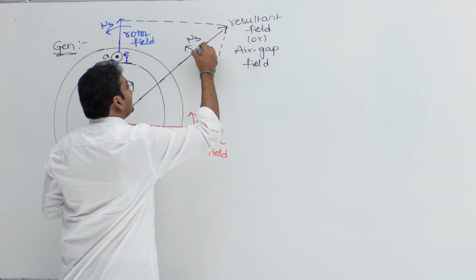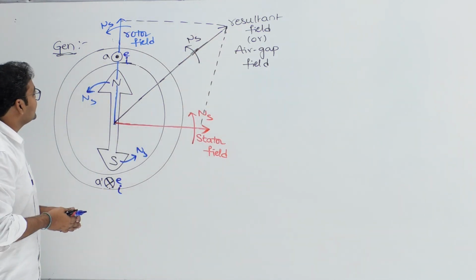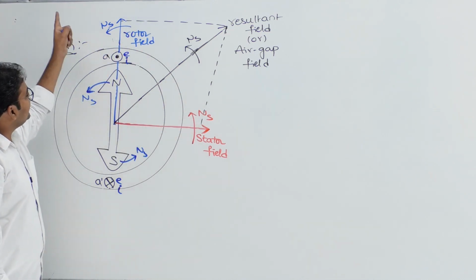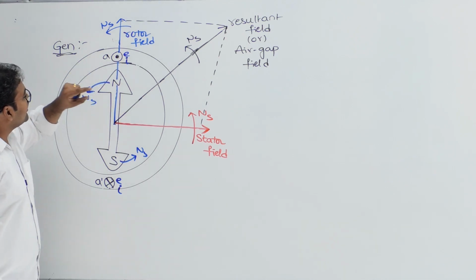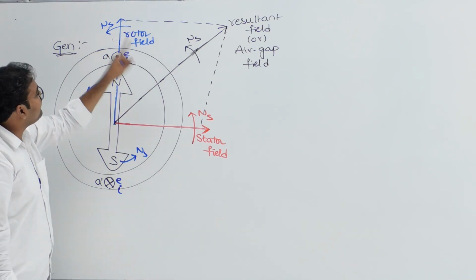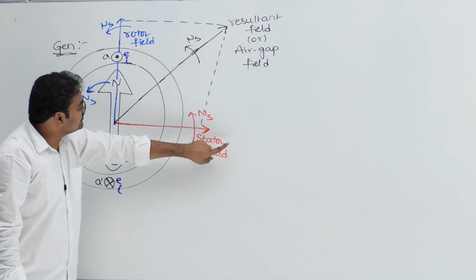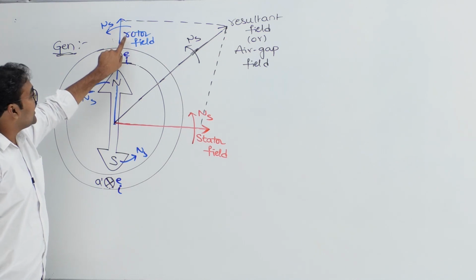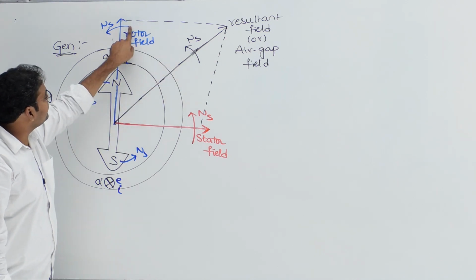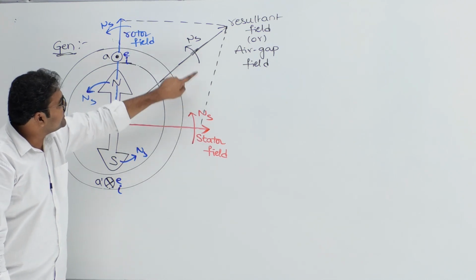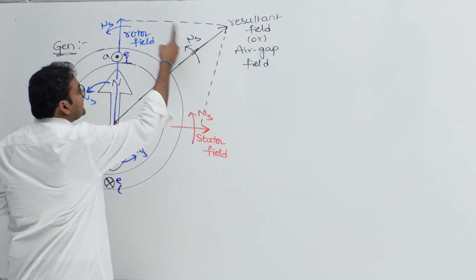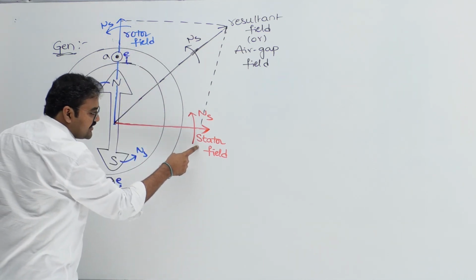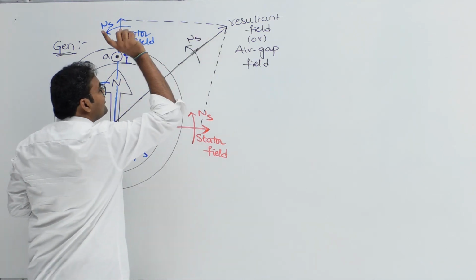Clear? Now answer a few questions here. In the direction of rotation, which field is leading and which field is lagging, or which field is moving first and which field is following that field? Can I say, in the direction of rotation, definitely rotor field is leading and air gap field is following that rotor field and stator field is following air gap field? Yes or not? So in the direction of rotation, rotor field is leading and stator field is lagging. In between the two, air gap field is there.